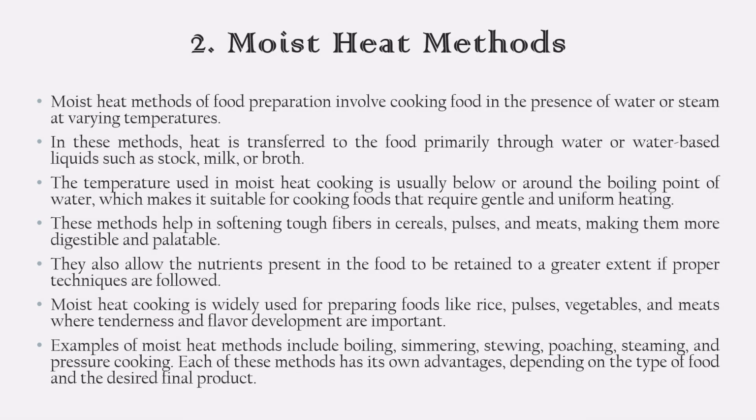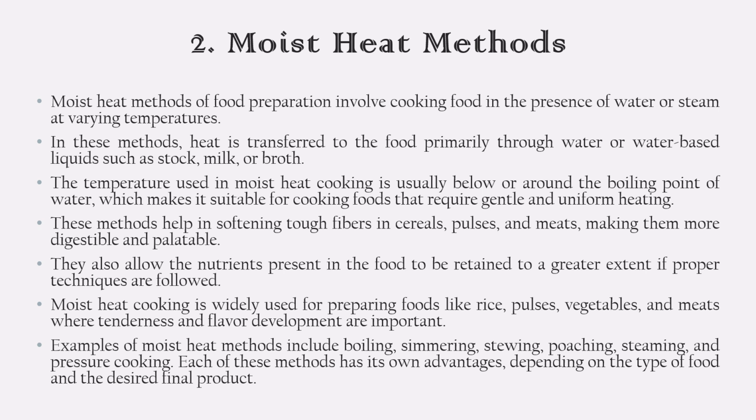Moist heat methods. Moist heat cooking involves the use of water or steam to transfer heat to food. Liquids like stock, milk, or broth may also be used. These methods are usually carried out at temperatures at or below boiling, which is ideal for foods that need gentle and uniform heating. Moist heat helps soften tough fibers in cereals, pulses, and meats, making them more digestible.